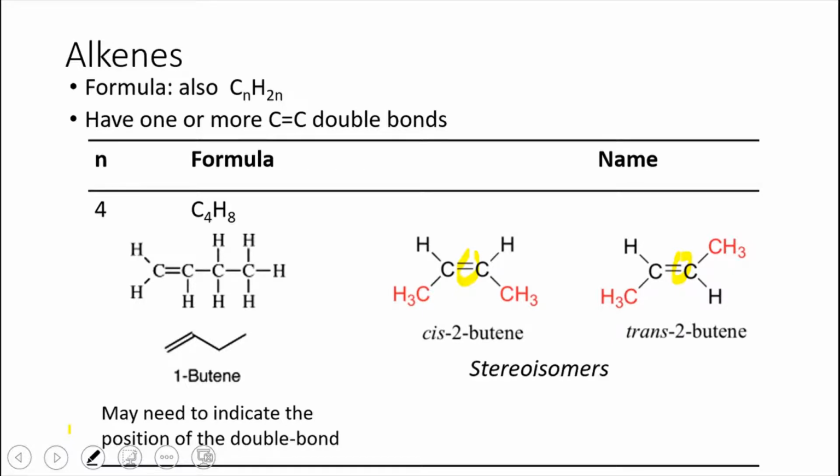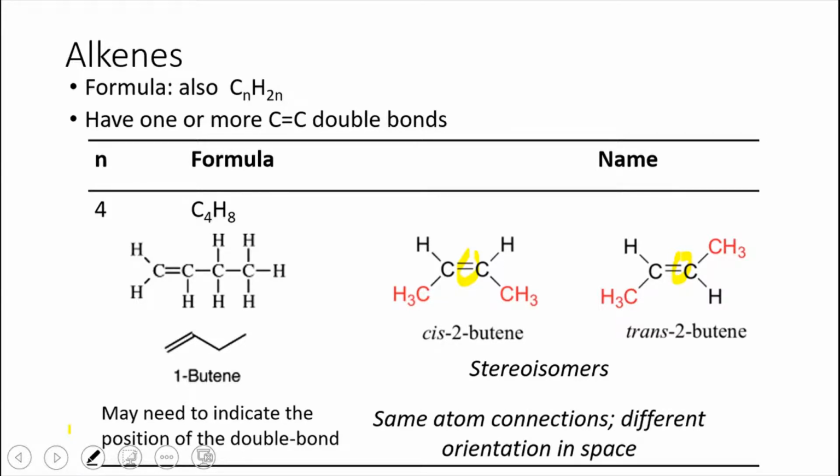These are called stereoisomers. They're called stereoisomers because unlike the structural isomers, for example, in this case, between 1-butene and 2-butene, where the position of the double bond is different, in these two compounds, all of the connections between the atoms are the same. What is different is the orientation of the atoms in space, and that's what we call them, stereoisomers.